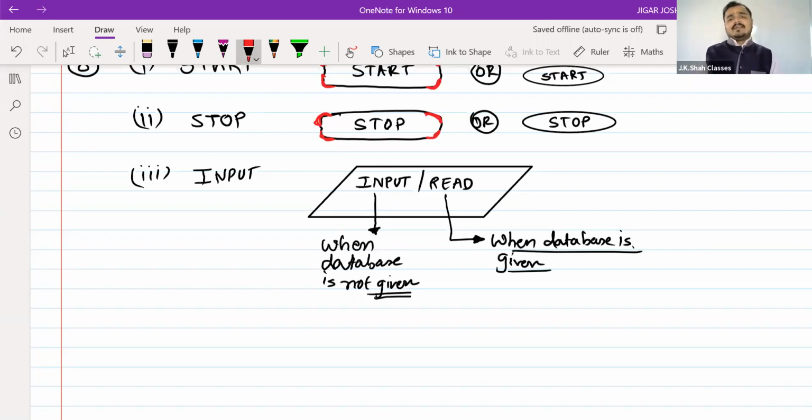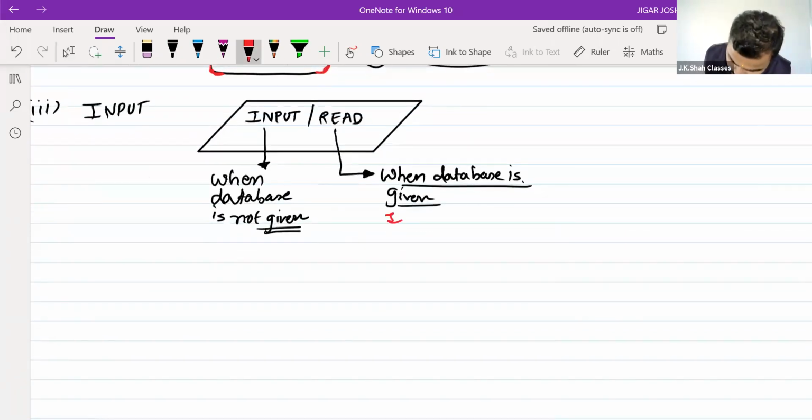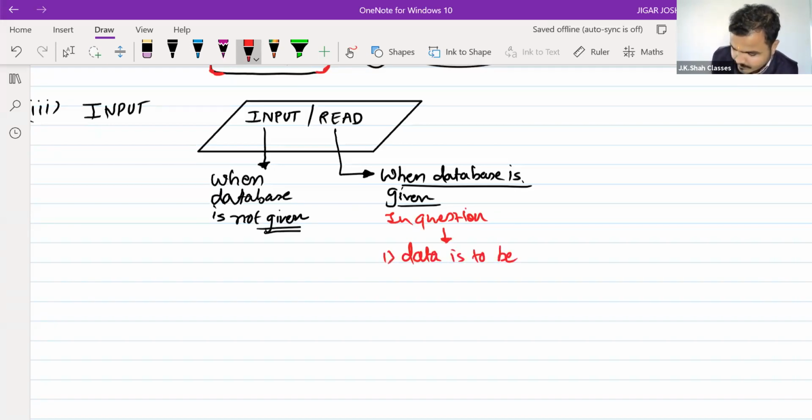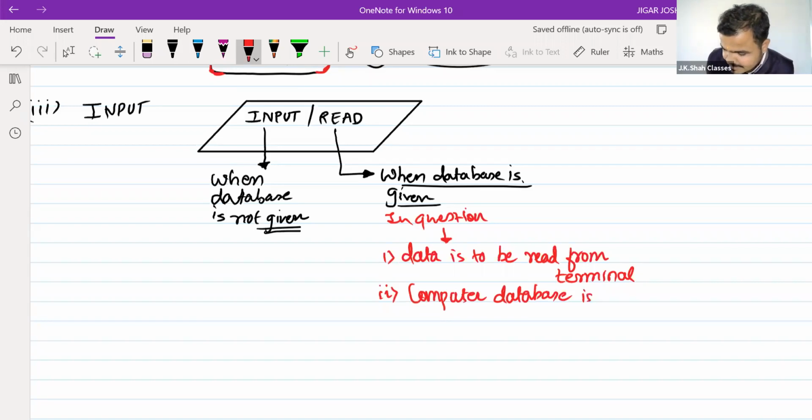Sir, how to understand whether the database is given or not? Okay. So in the question, my dear student, if you can find the following words. Number one, data is to be read from terminal. From terminal. Second, computer database is having following information.